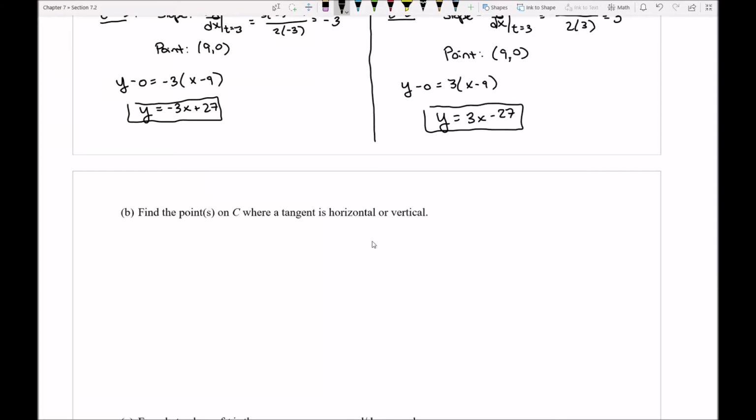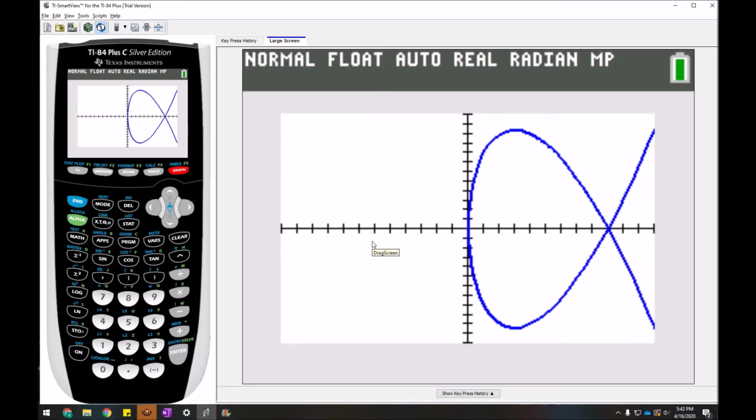Now let's turn our attention to part B of the same question. Can I find points on the curve C where the tangent line is horizontal or vertical? I can probably look at the picture to see that there are some spots that are pretty easy to spot for a horizontal or a vertical tangent line.